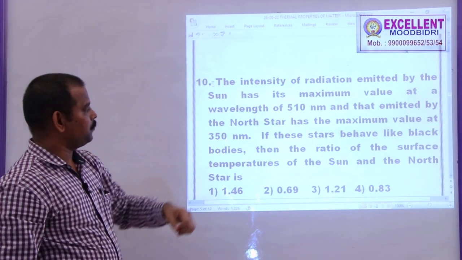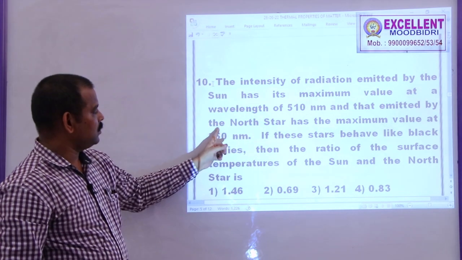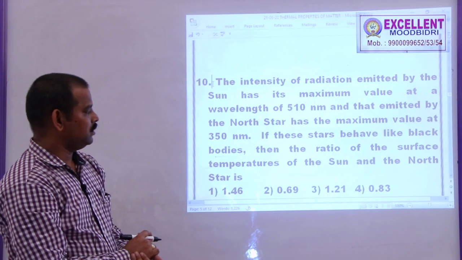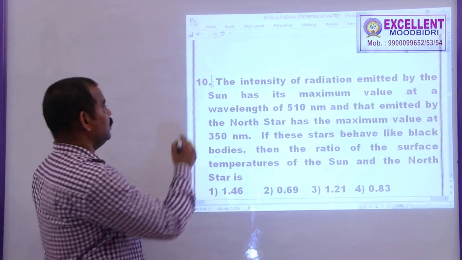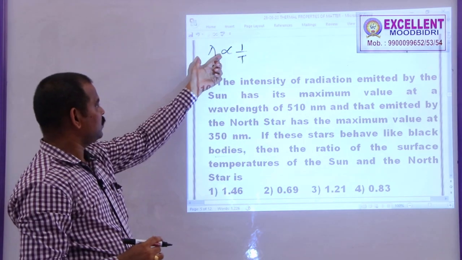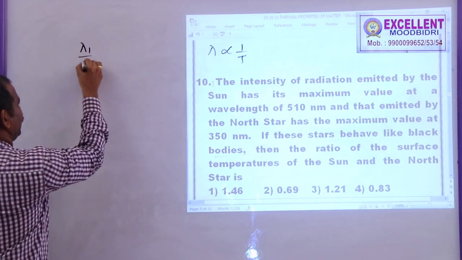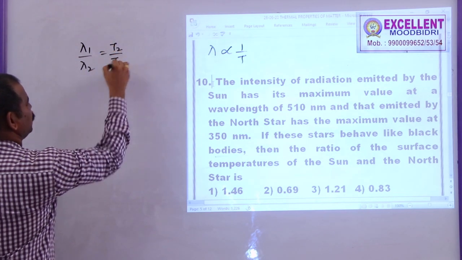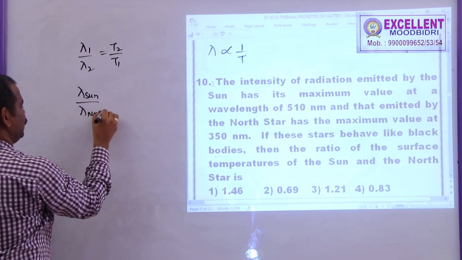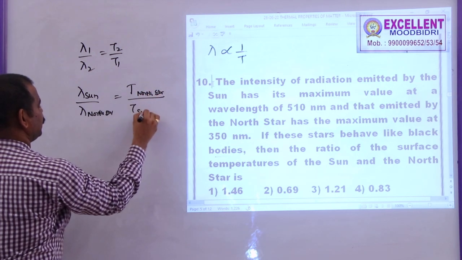Problem number 10. The intensity of radiation emitted by a sun has maximum value of wavelength of 510 and the emitted by the North Star has wavelength as 350. If these stars act as black bodies, then the ratio of the surface temperature of the sun and the North Star. This is Wien's displacement law. The maximum wavelength corresponding to the maximum intensity is inversely proportional to the temperature. So directly I am going to write it, lambda 1 by lambda 2 is equal to T2 by T1.